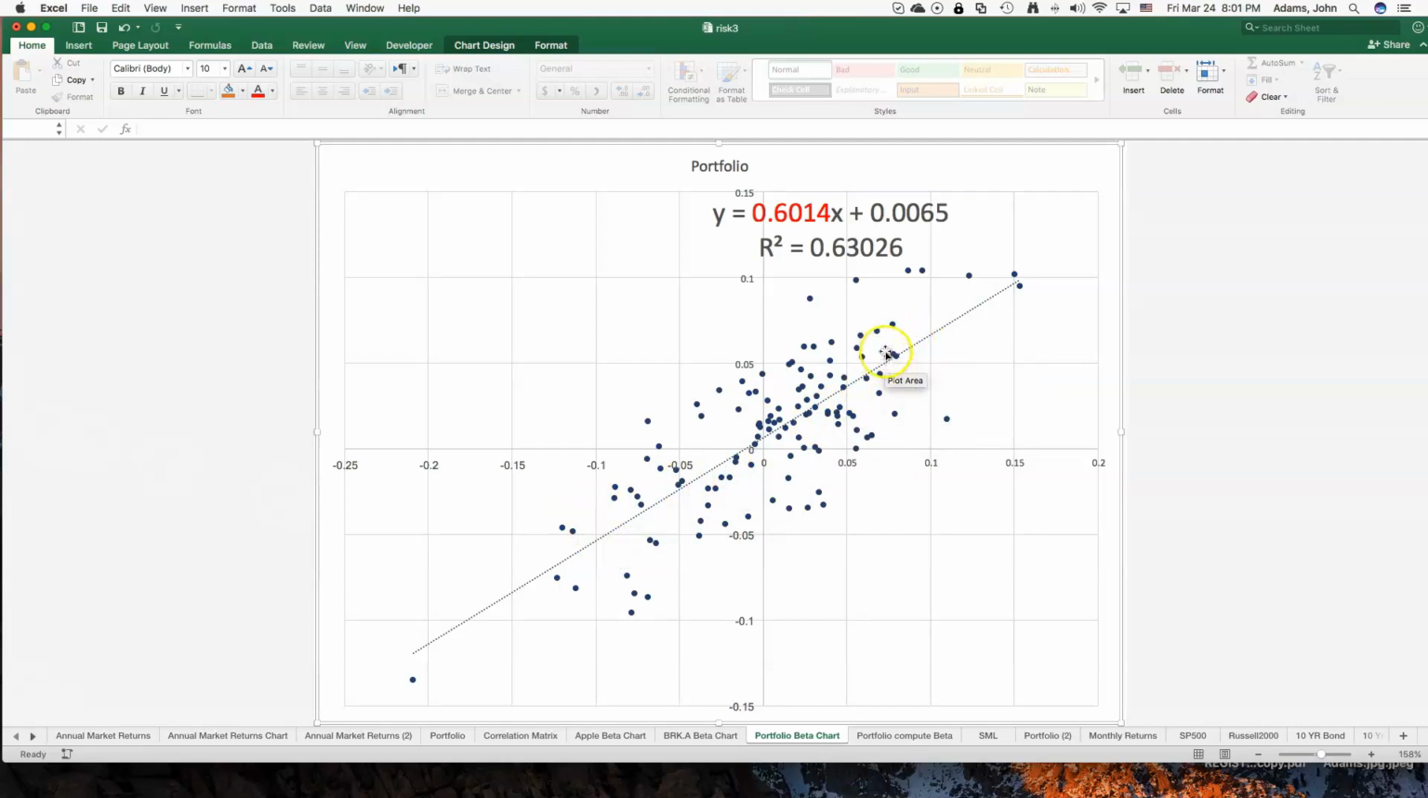So the slope of this line is 0.60, so we would say that our portfolio had a beta of 0.6. Again, the average stock has a beta of 1, the market has a beta of 1, so we'd say our portfolio has less than average market risk. Now notice that when we calculated this regression, plotting the returns of our portfolio against the S&P 500, we have a 0.6 value.